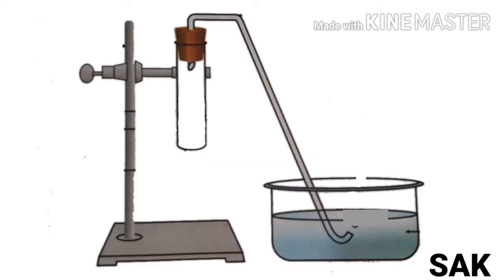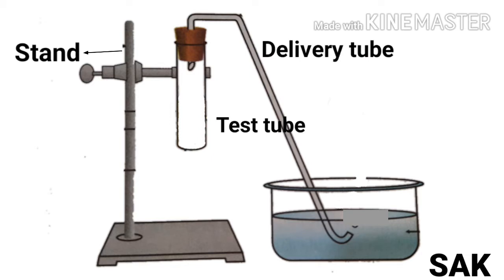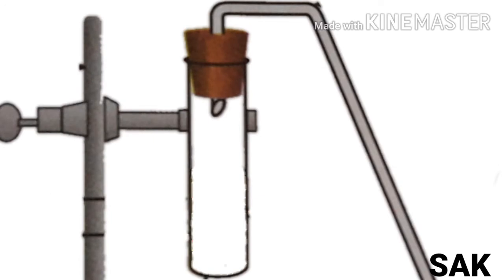Let us understand the reaction between metal and dilute acid with an experiment. Introduction of apparatus used in this experiment. Firstly, stand, test tube, delivery tube and soap solution. In this experiment, the acid we are using is dilute sulfuric acid and the metal is zinc.